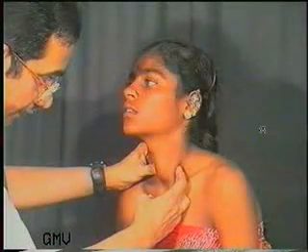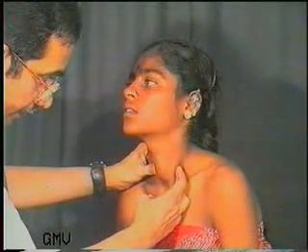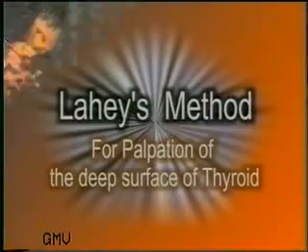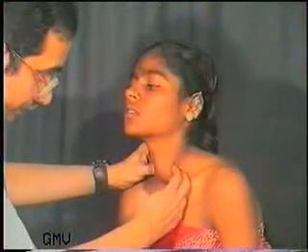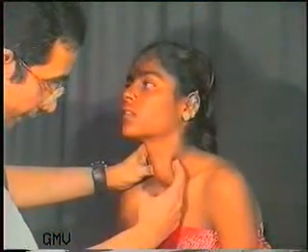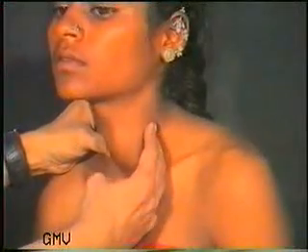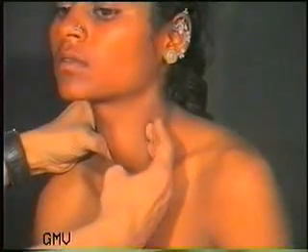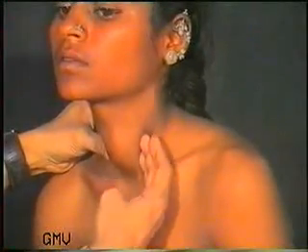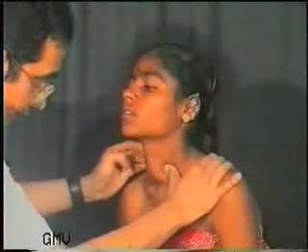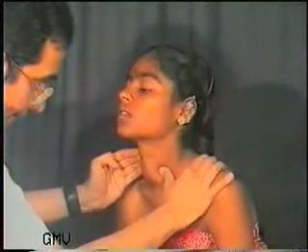Now stand in front of the patient, extend the neck slightly, and palpate by Lahaye's method for the deep or posteromedial surface of the gland. To palpate the left lobe, push the thyroid gland to the left by your left hand so that the left lobe is pushed out of the tracheoesophageal groove, and then with the right hand palpate the posterior surface for nodules. Then repeat the procedure on the right side.